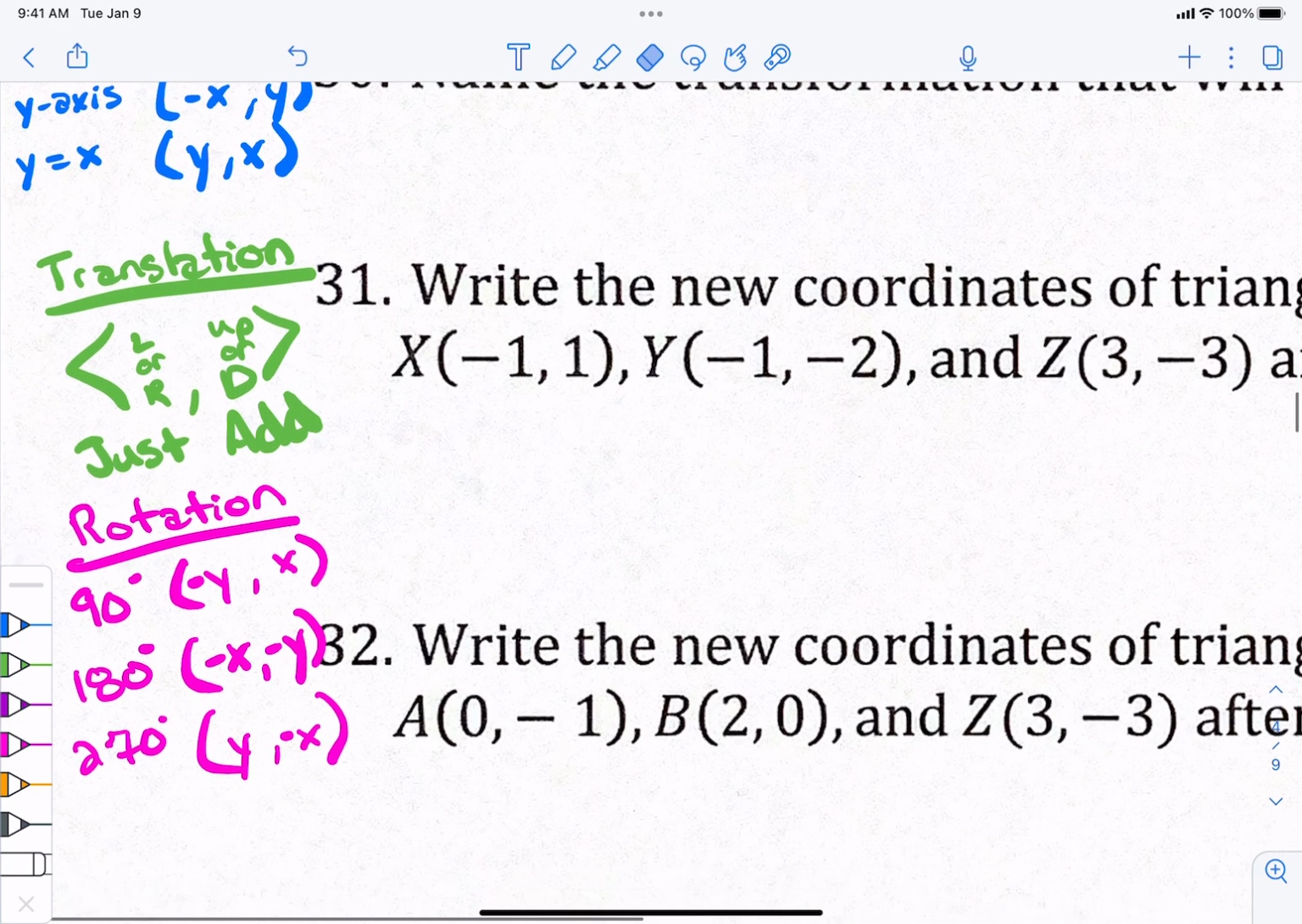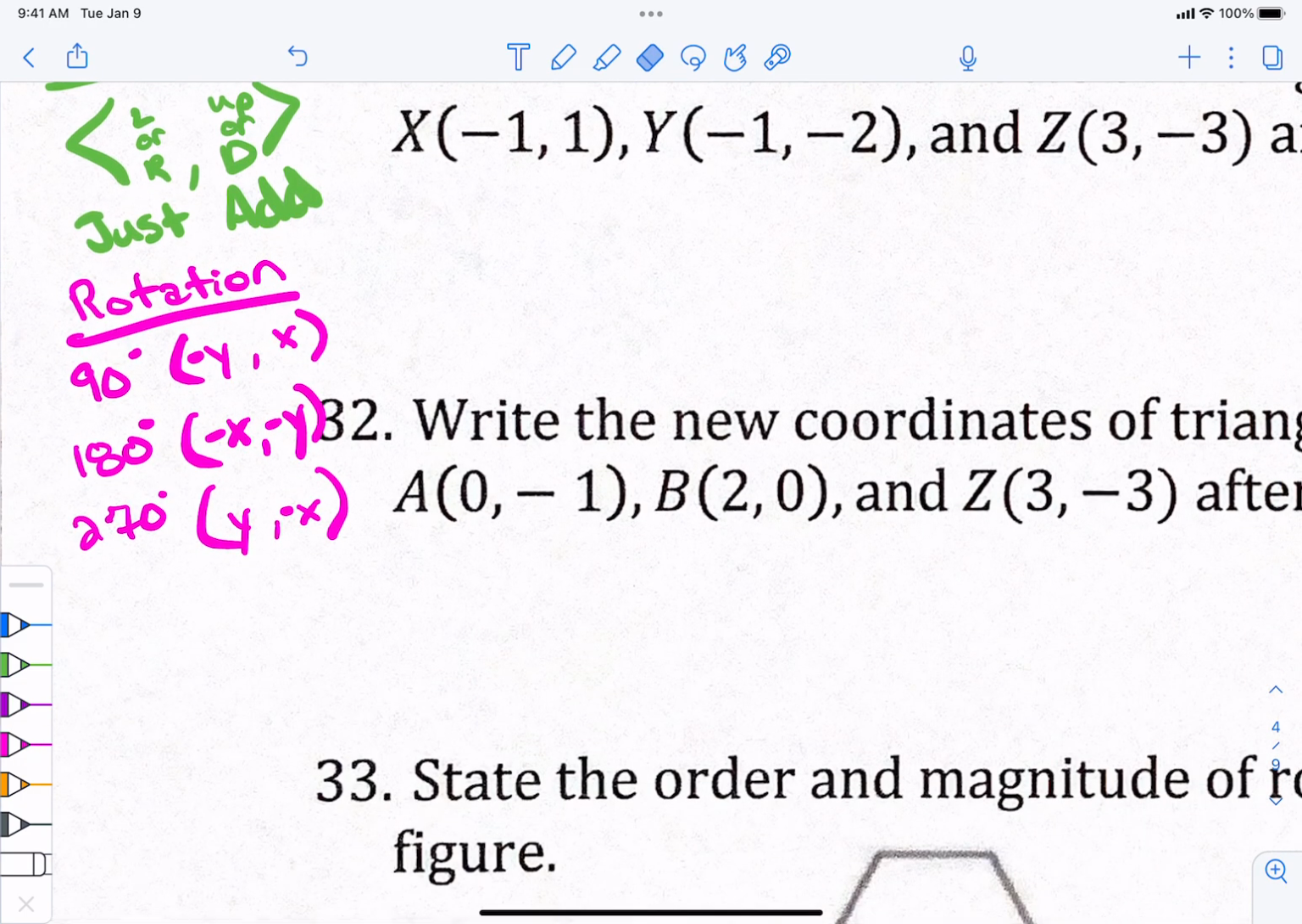Can you slow down a second? I'll let you get those all in there. So those are the rules for your transformations.